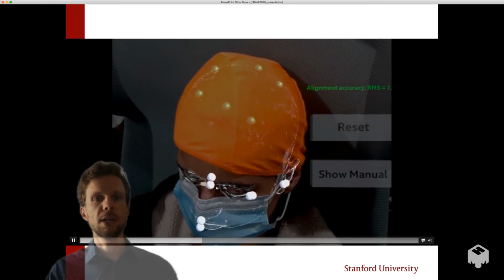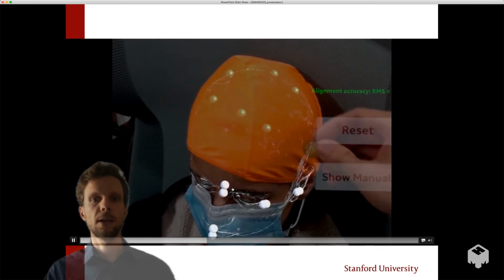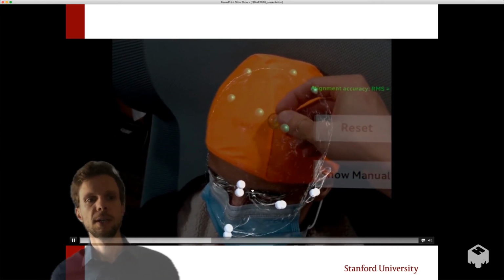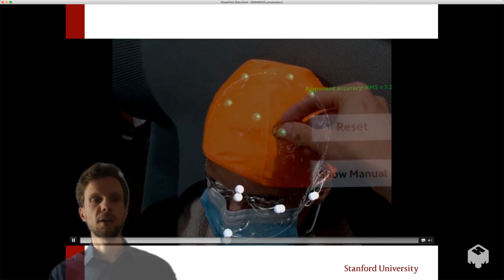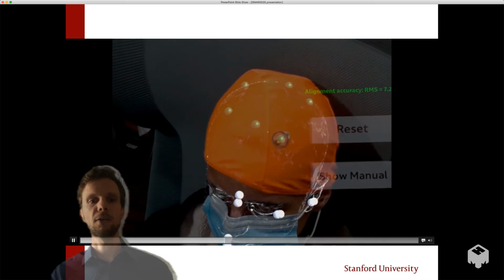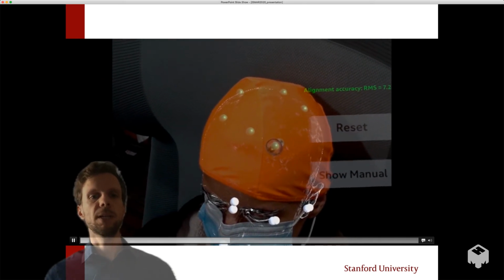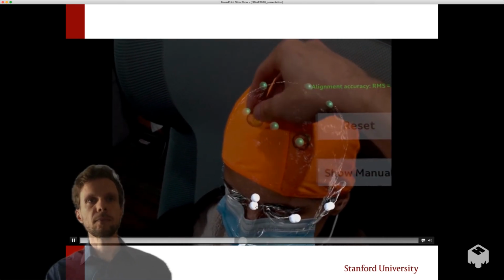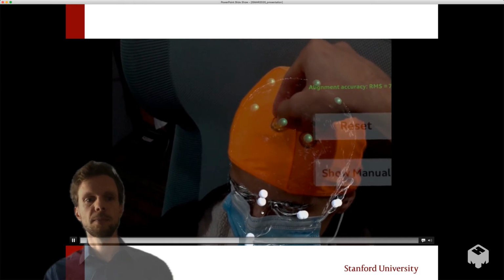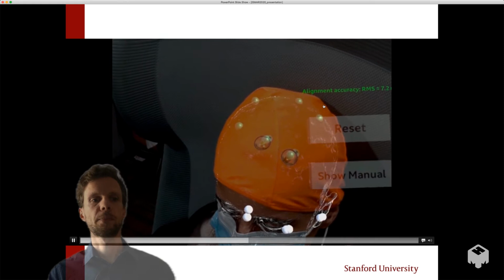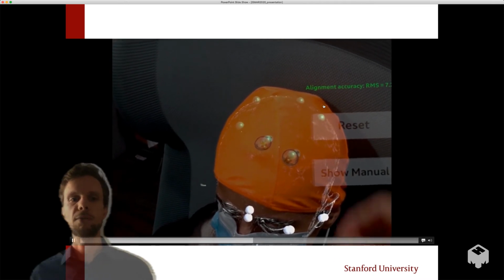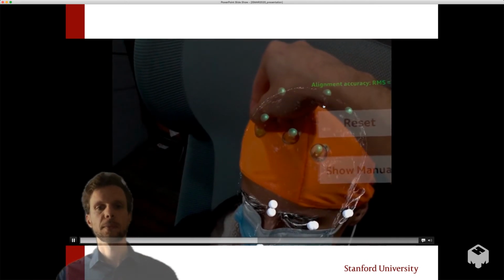You also see now here in white the 4 virtual fiducials that the user placed manually, as well as 4 more dots. These are the 4 landmark locations that were already present in the 3D rendering. By measuring the distances between these, we can now measure the fiducial registration error, which is also shown here at the top, which gives us a first estimate of how accurate our placement was.